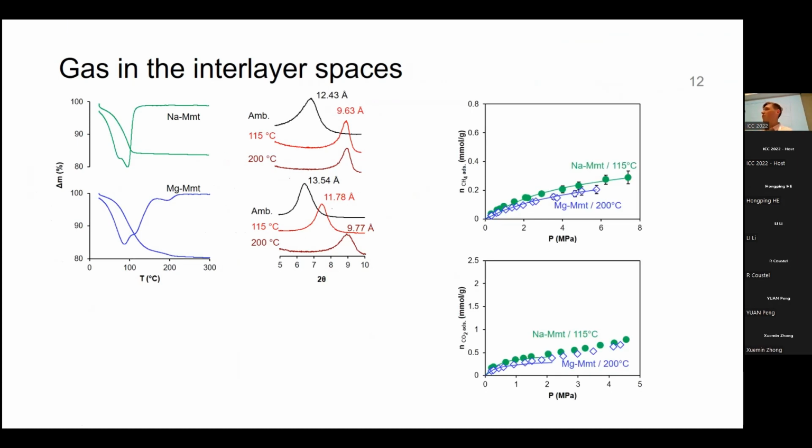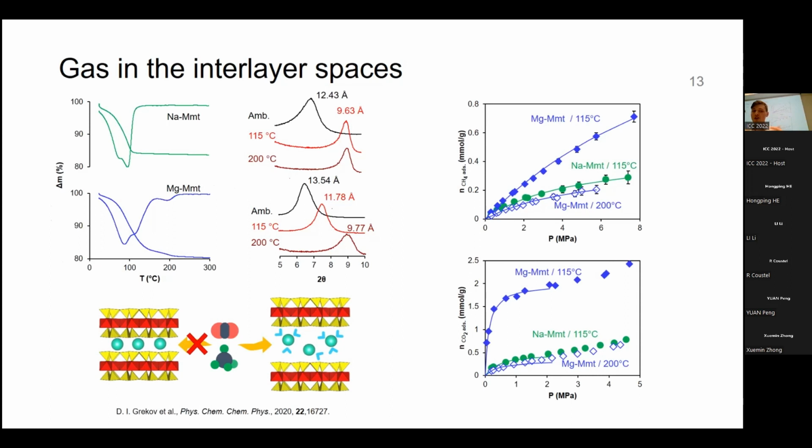And so if we measure methane and CO2 adsorption isotherms on completely dry clay, so for sodium dried at 115 and for magnesium dried at 200, we obtain kind of the same isotherms. But if we do the same for magnesium smectite dried at 115, which still contains some water in the interlayer, we end up with much higher adsorption due to the incorporation of gas molecules in the interlayer space. So actually, the mechanism is schematically shown here.